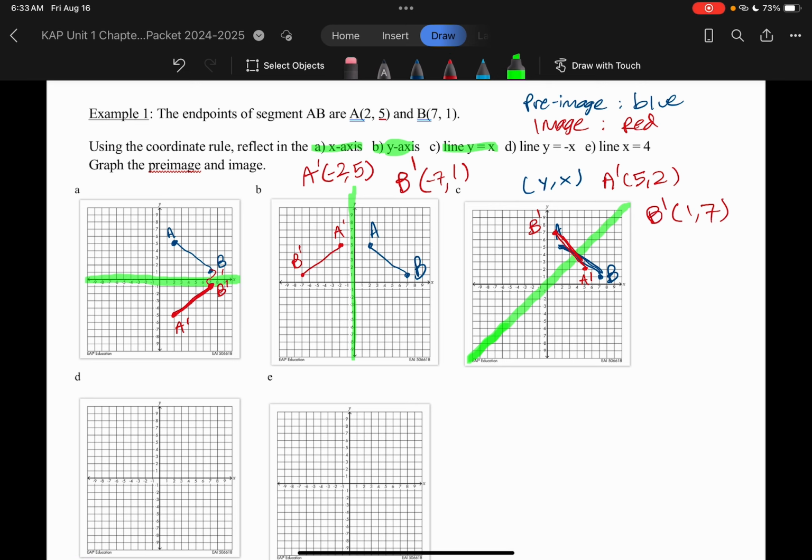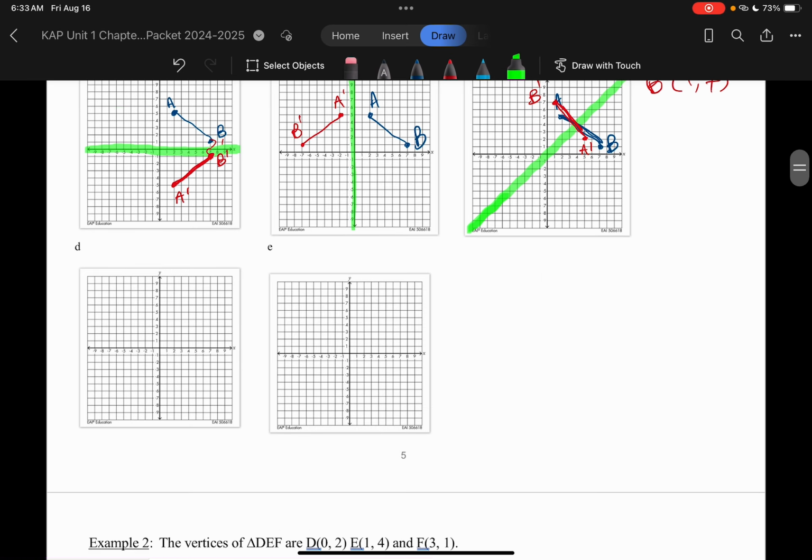Okay, next we got the line y = -x. y = -x is going to look like this. I'm just assuming that we know how to graph because we went over it a little bit yesterday. So your line of reflection should look like this. And if we're plotting our pre-image here, we had (2, 5) for A, (7, 1) for B.